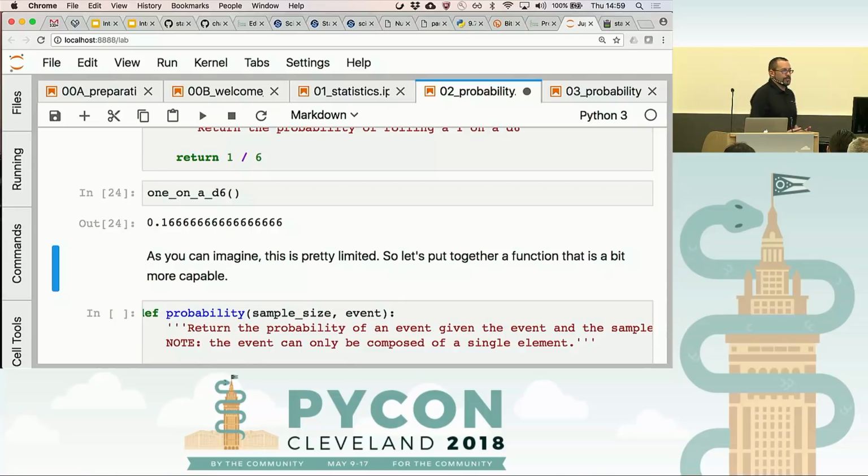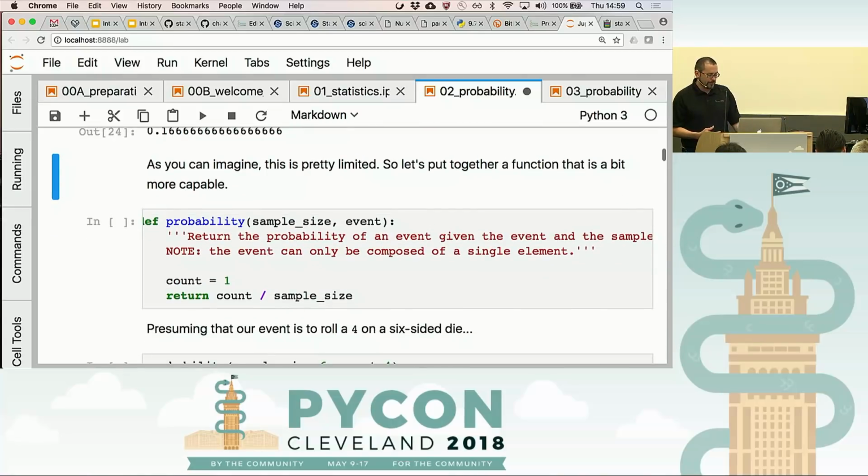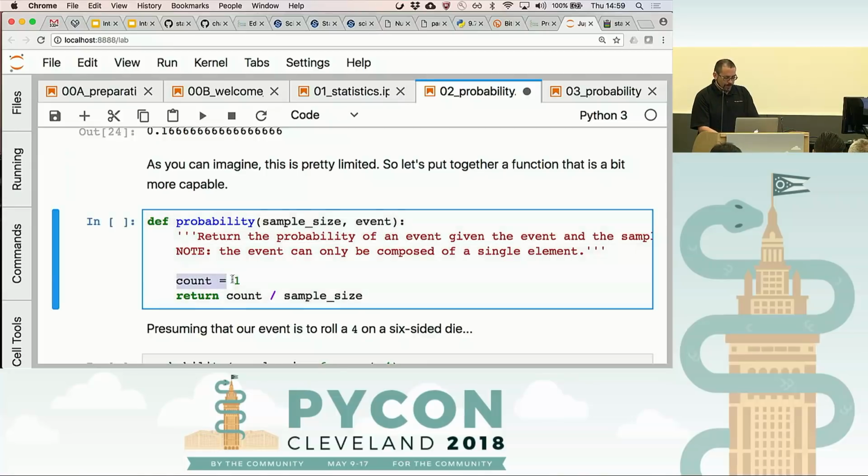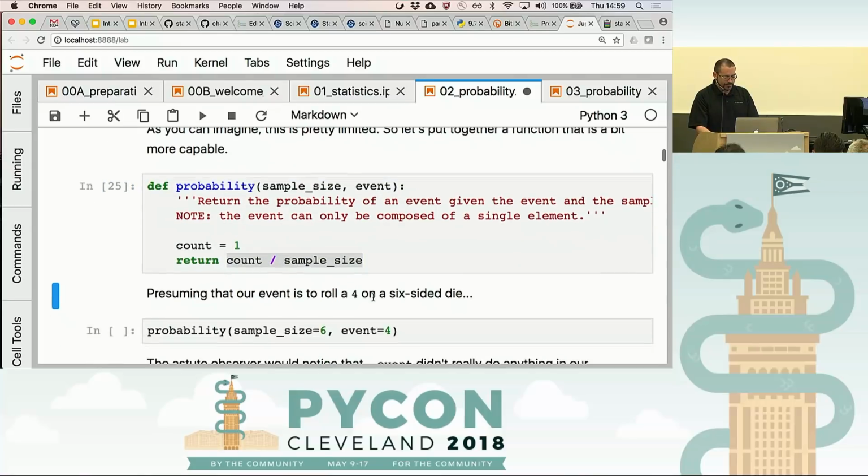And that's crazy limited. You would never want to write multiple functions for every single case. So maybe we want to expand this a little bit, make our probability function better able to handle a large sample size or better able to handle an event. So I set my count to be 1, and I divide it by the sample size.